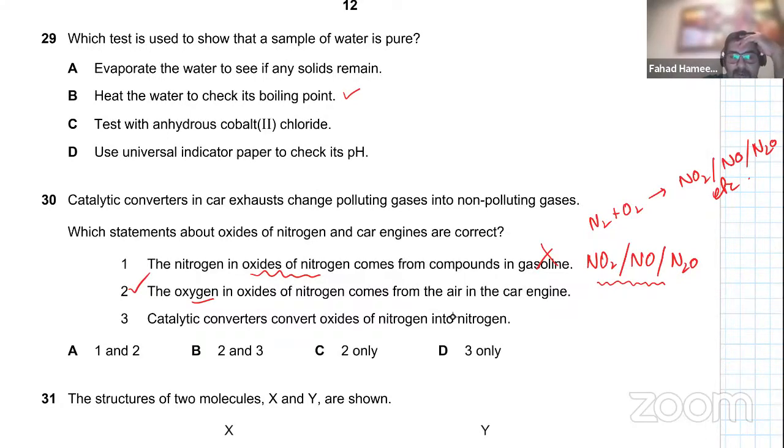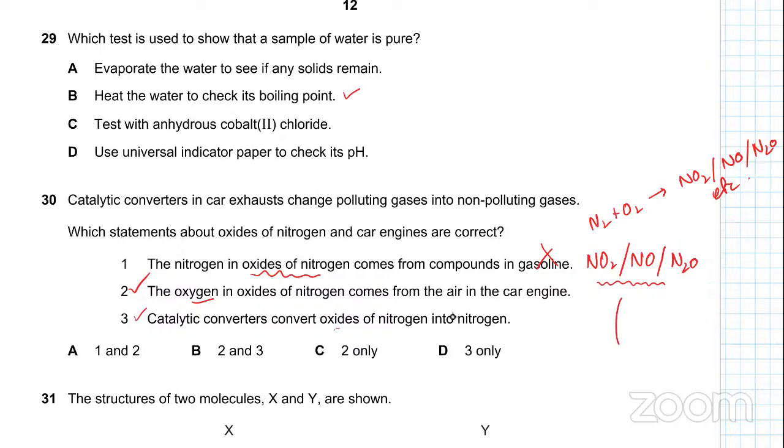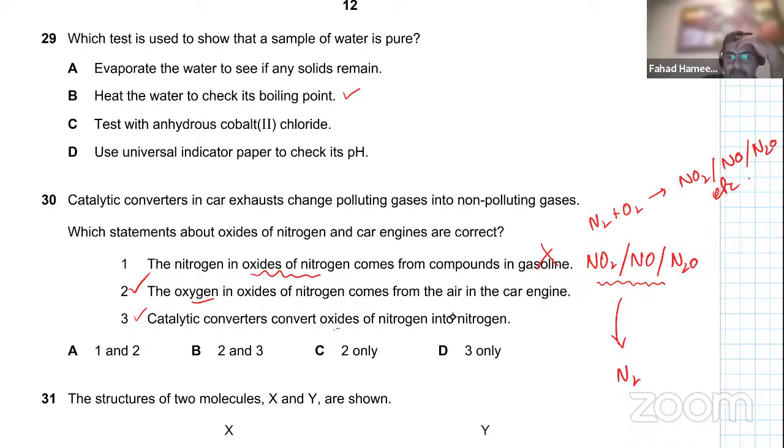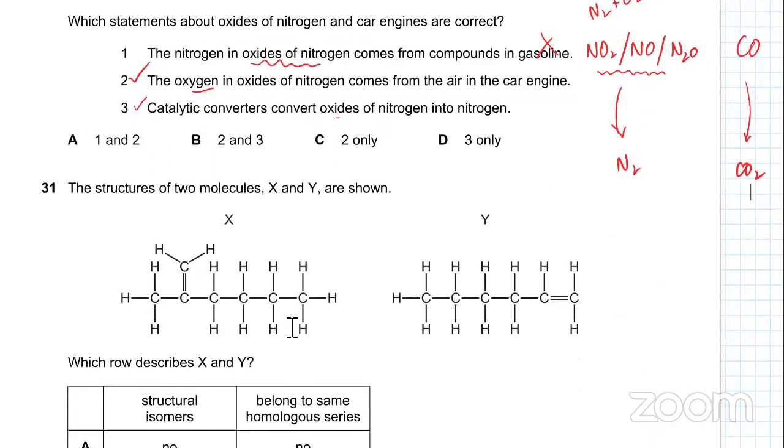And this is also correct. 3 is also correct because these oxides are converted back into less harmful nitrogen. B. Carbon monoxide is converted back into carbon dioxide. So 2, 3, right? Yes.